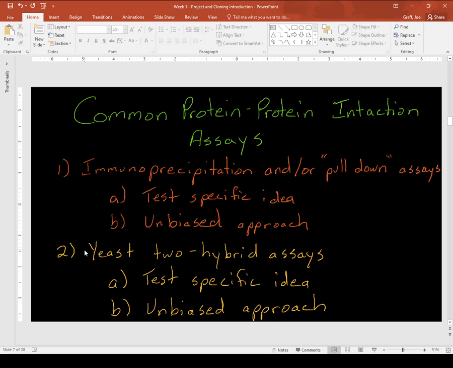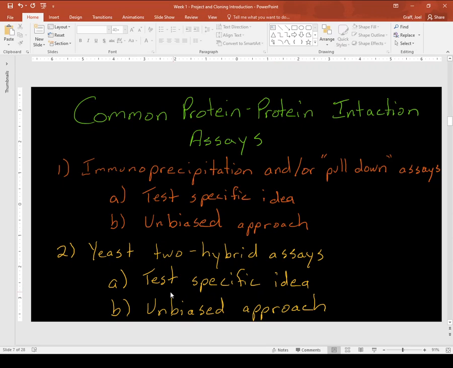The second type of assay that you could do is the yeast-2 hybrid assay. For each of these assays, the point of this slide is that you could have two proteins in mind that you want to test whether they interact. So you can test that specific idea, or you could do more of a global search where you just want to know, if we have an E3 protein, what are all the proteins it might interact with? In that case, we'd want an unbiased approach to see what does bind to our E3 ubiquitin ligase.